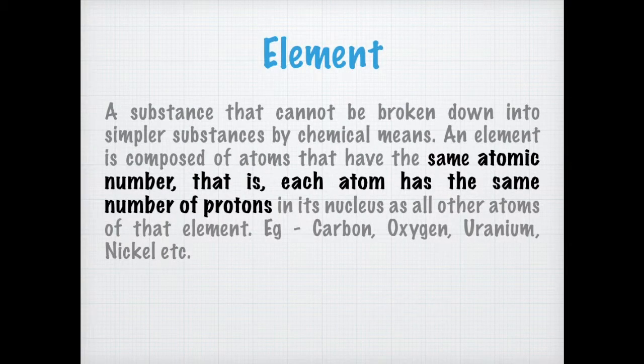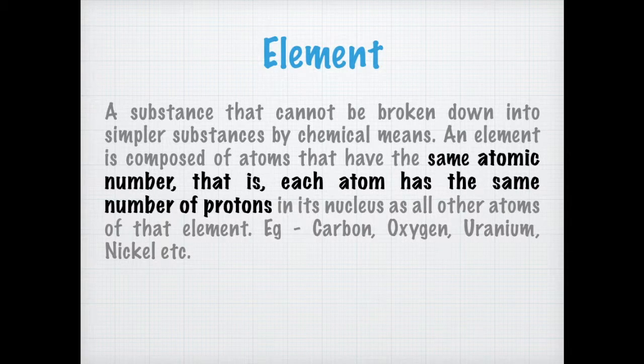Now let's move on to what an element means. An element is a substance that cannot be broken down into simpler substances by chemical means. An element is composed of atoms that have the same atomic number, that is, each atom has the same number of protons in its nucleus as all the other atoms of that element. For example, carbon, oxygen, uranium, nickel, etc. In every single carbon atom there are the same number of protons. In every single oxygen atom there are the same number of protons, and in every single uranium atom there are the same number of protons.